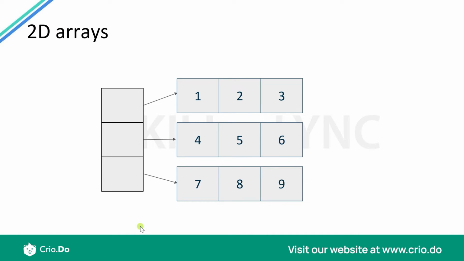Similarly, you can have a 2D array, meaning an array within an array. So the first element is actually having another array of 3 elements. The second element is having another array of 3 elements, and the third element is having another array of 3 elements. So that's how we would have a 2-dimensional array.